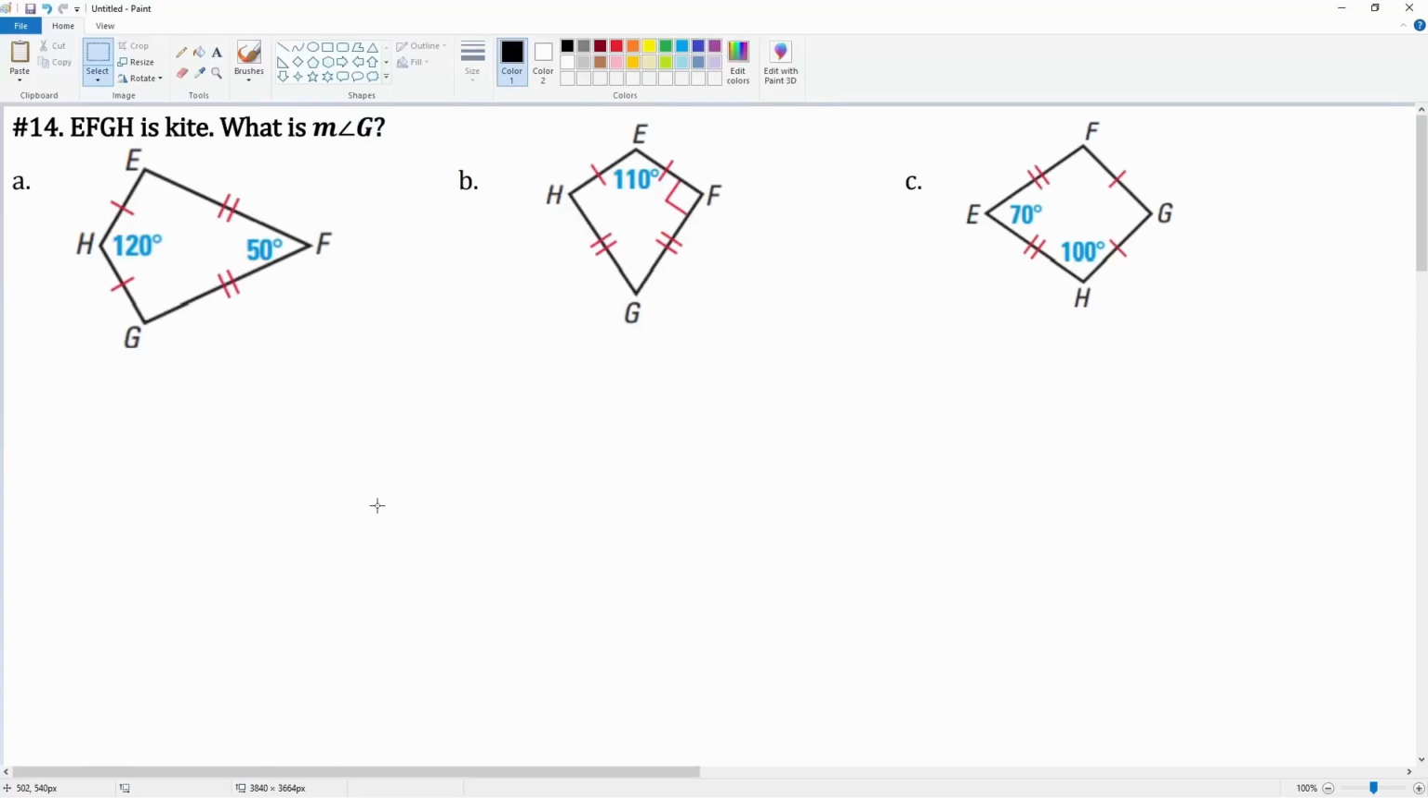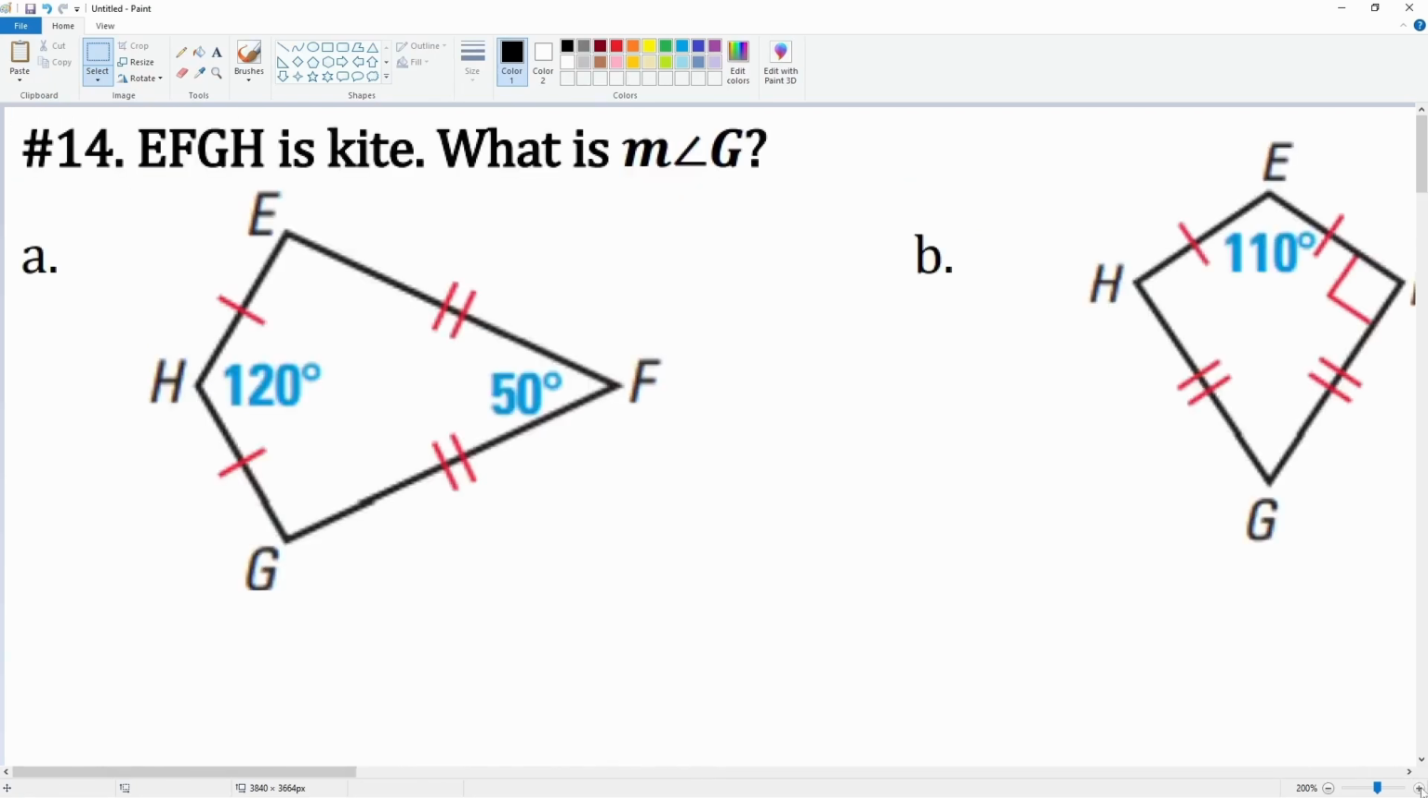We have EFGH, which is a kite. You're going to find the missing angle measurement, the value of angle G. So we know that angle H is 120. We know angle F is 50.